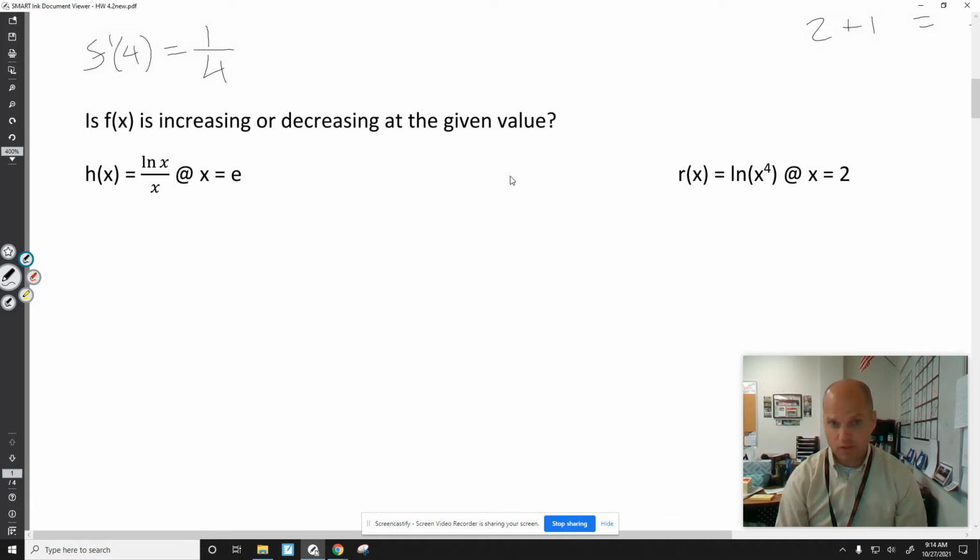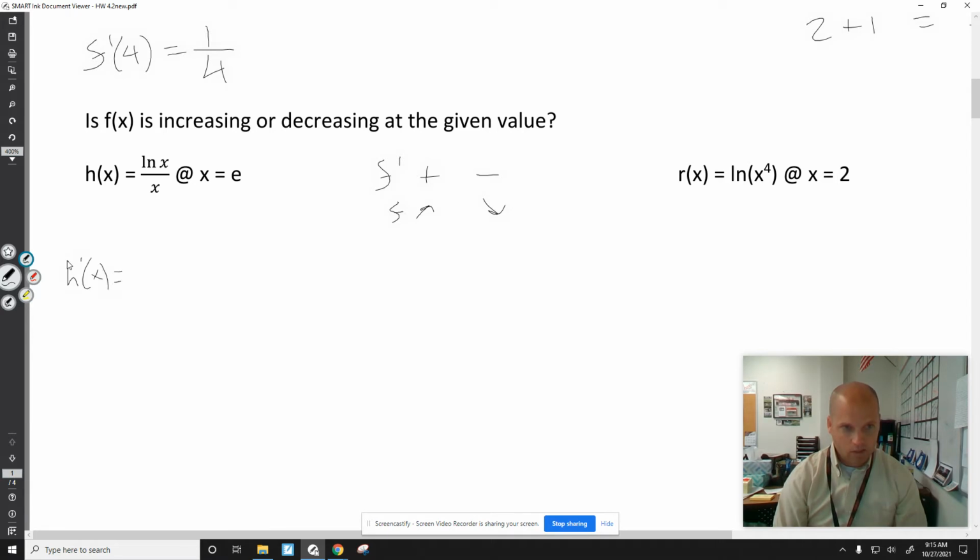Is f increasing or decreasing at the given value? So let's look at the slope of the tangent. If it's positive, f is increasing. If it's negative, f is decreasing, right? It's the whole thing: if f prime is positive, f is going up. If f prime is negative, f is going down. Analysis, but just at a point, which means you don't have to do a full sign analysis. You just have to figure out what the sign is at this point.